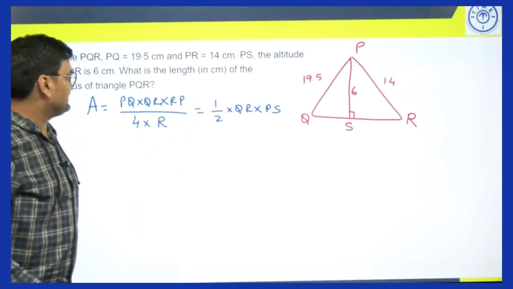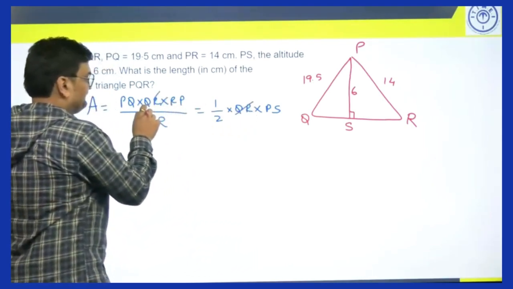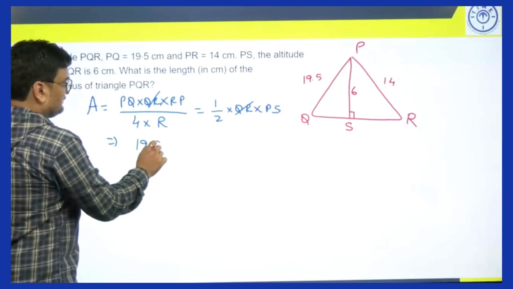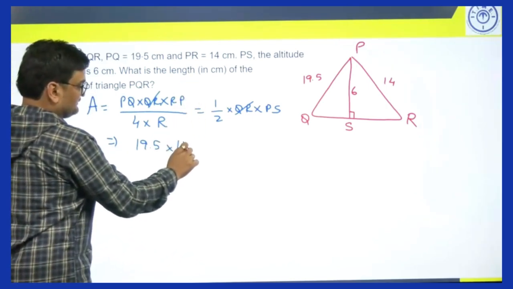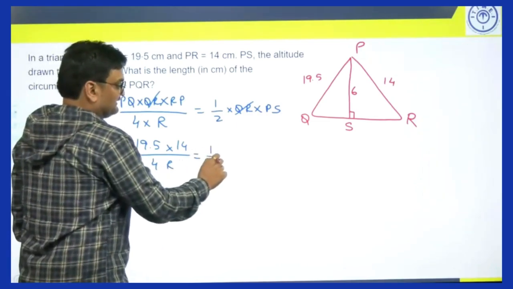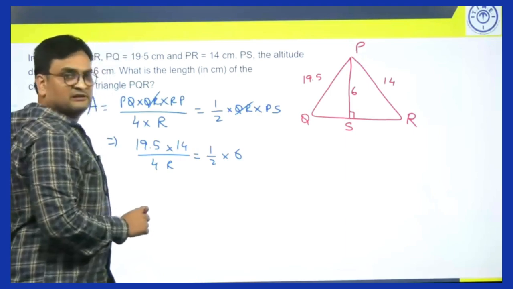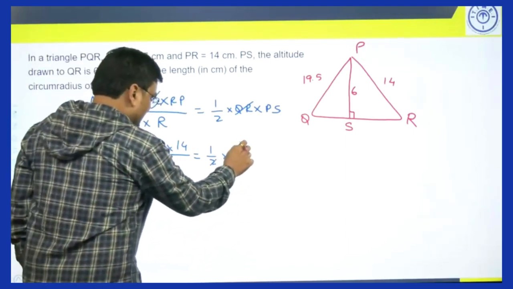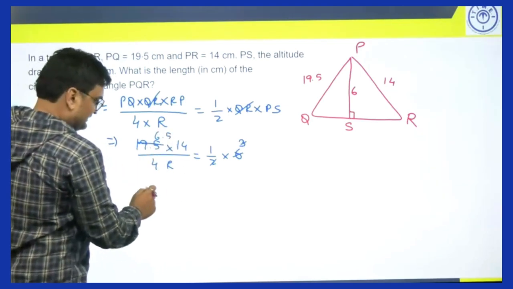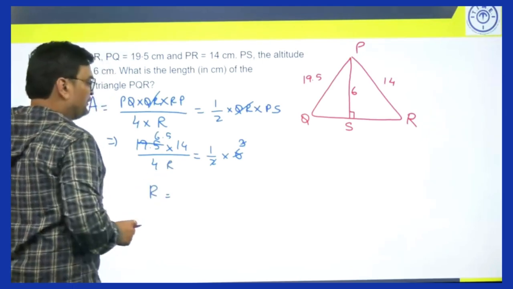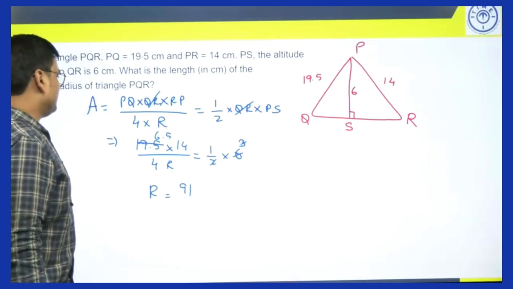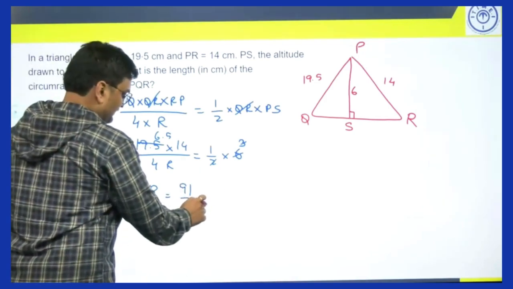Now on both sides we can see the term QR can be cancelled out, and now if you will see, you know PQ length, you know RP length, so R will be equal to what? You know PS length, PS is 6. So when you simplify this, this will go 3 times and this 3 will go 6.5 times. So thus the value of R will end up being 6.5 into 14, so it will be 91, right? 91, 13 by 2, 13 into 7, 91 by 4.